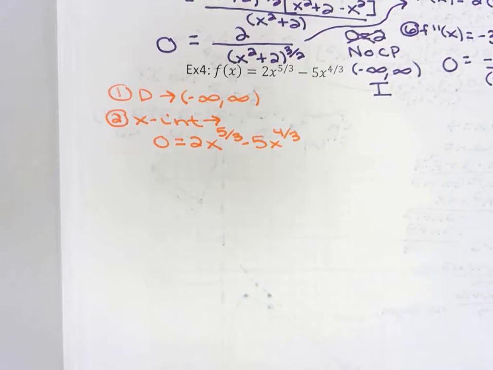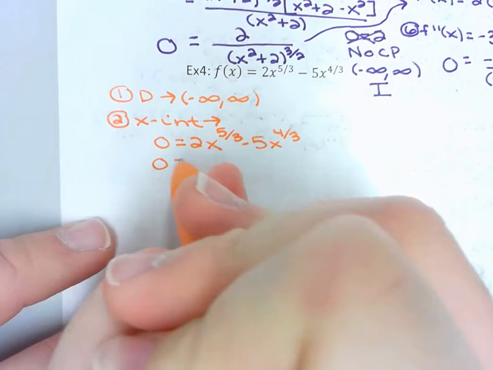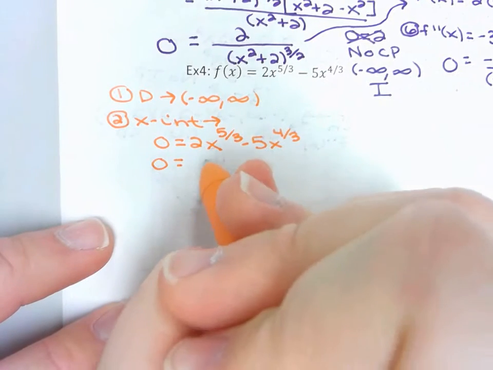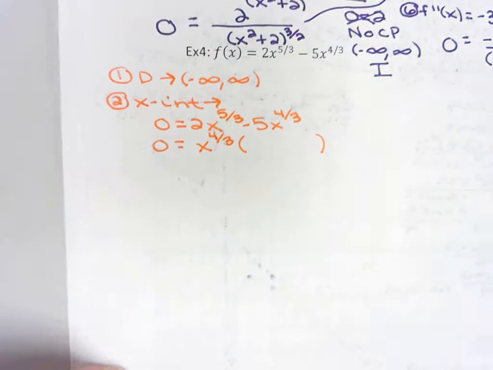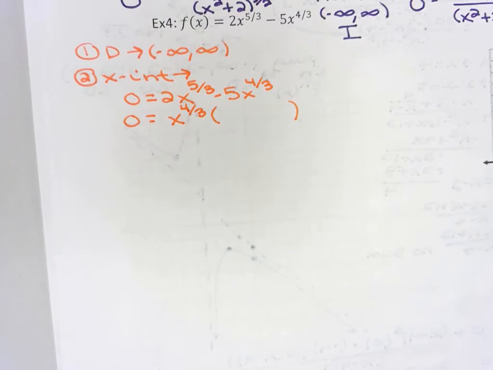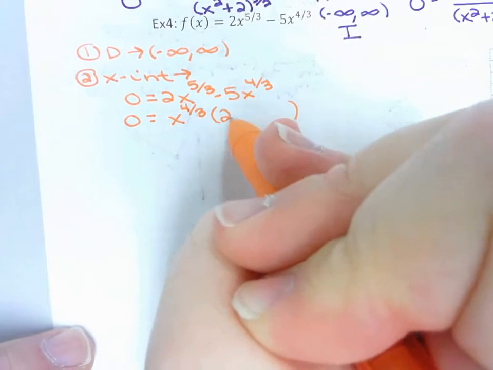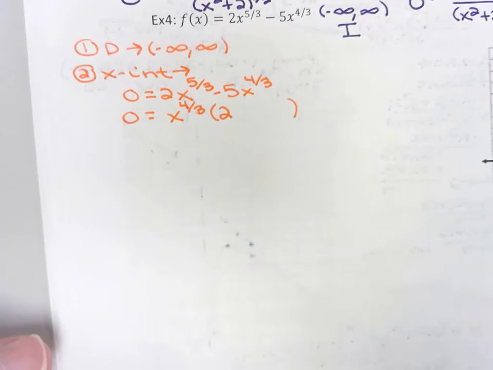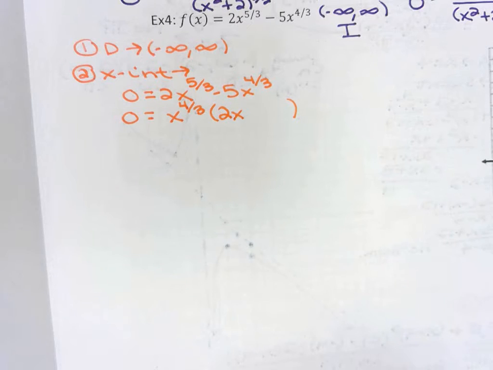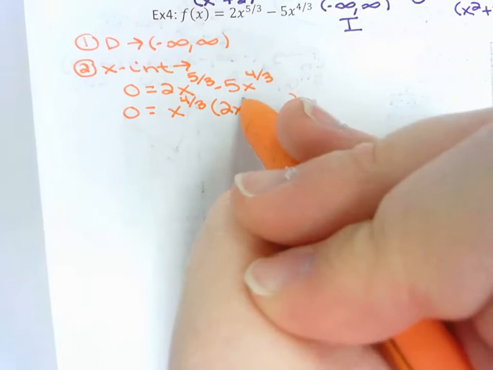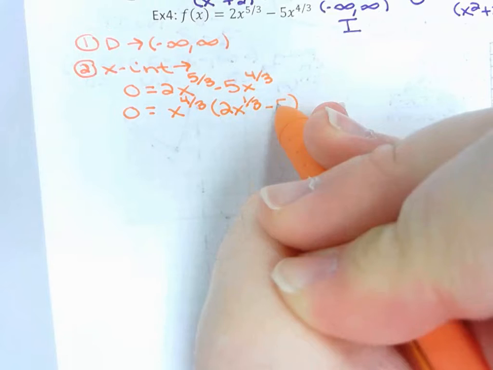An x to the what? Lowest exponent? Yep. I notice I can factor out an x to the 4/3, so don't get caught up in the weird exponents. Still think about factoring out the lowest exponent like I did earlier. So this is going to be x to the 4/3 times 2x to the what? Because multiplying gives me 5/3. 1/3, yeah? And then it'll just be a minus 5.